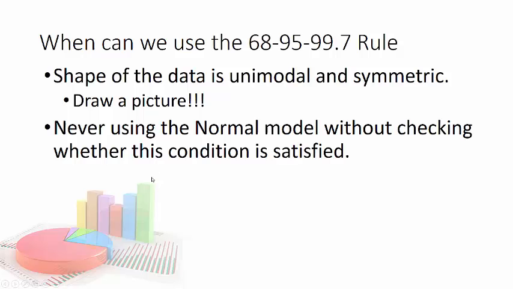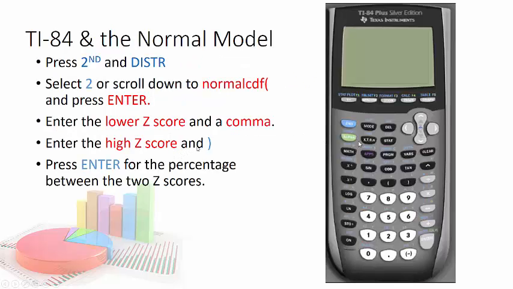Now, if you want to use the calculator, it will actually look up data for not just one standard deviation or two or three, but other numbers as well. And the cool thing is you can put in lower and upper value numbers. So you could say 3 standard deviations below to 2 standard deviations above. So how does it work? First of all, you're going to press second and distribution, which is right at the vars. Then make sure you pick number 2, which is normal CDF. Then enter your lower z-score, a comma, and your upper z-score.